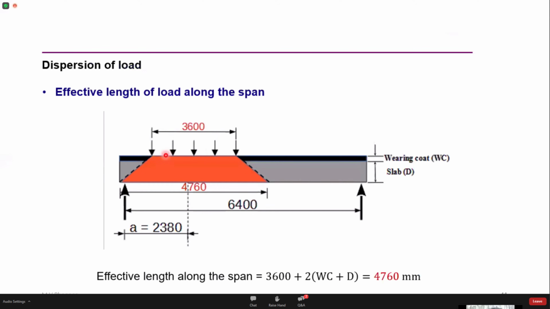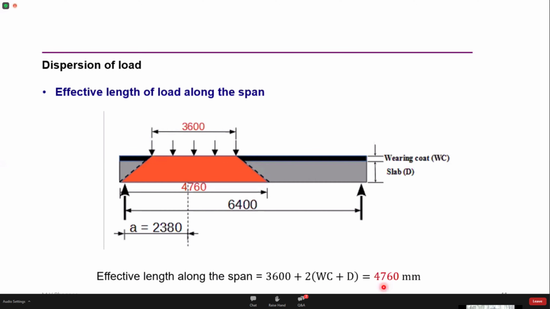So this is your IRC class AA tracked vehicle. Again, the contact length of the wheel is 3.6 meters. So when this load is placed, it is going to get dispersed, say through an angle of 45 degrees. So this total length can be calculated by a simple expression. So this is the total contact length plus the load getting dispersed through the thickness of the bearing course and through the structural slab. So this is 2 times the thickness of the bearing course plus the thickness of the slab.